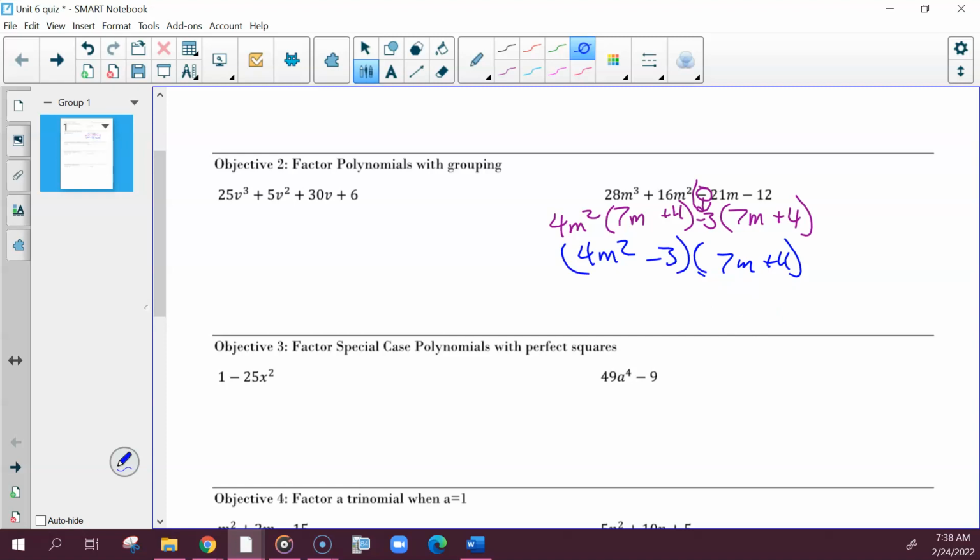Any questions in the first or third section? Can you do the second one on 3? Second one on 3.